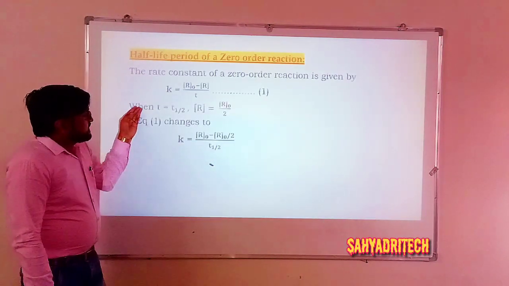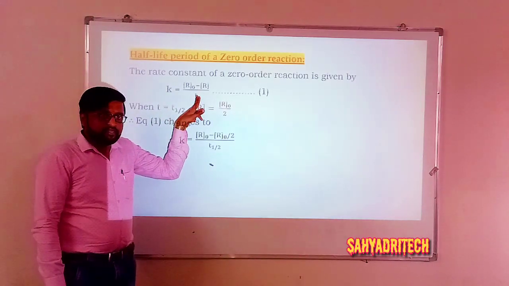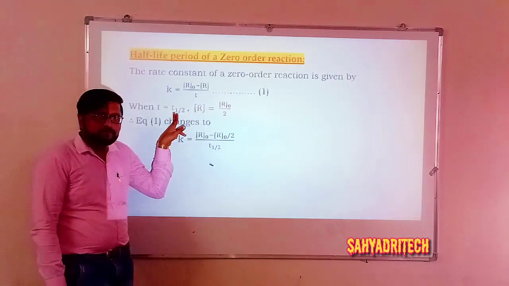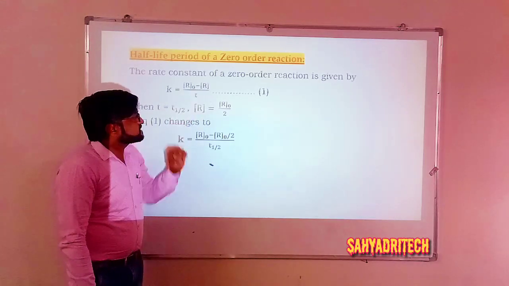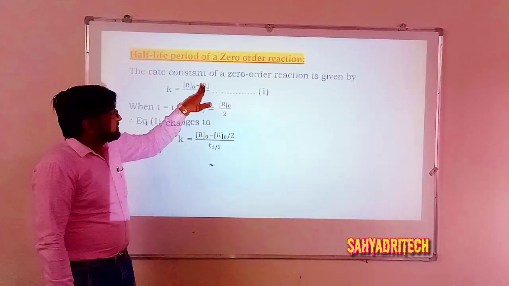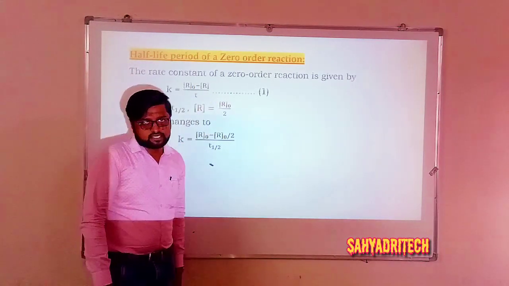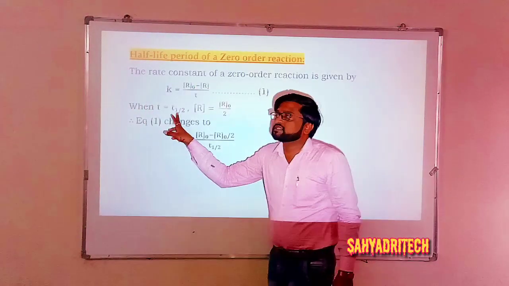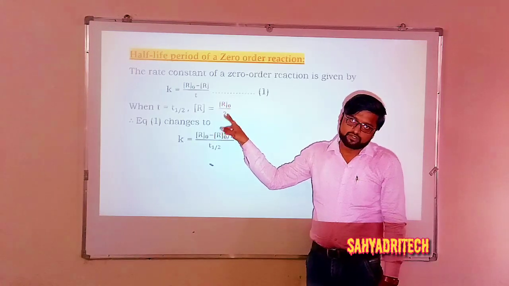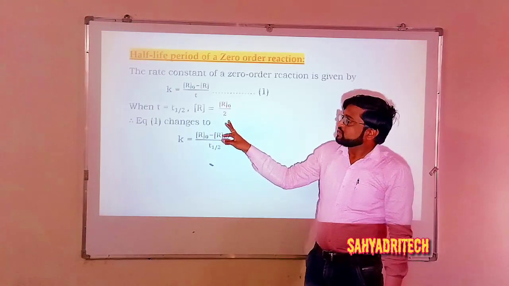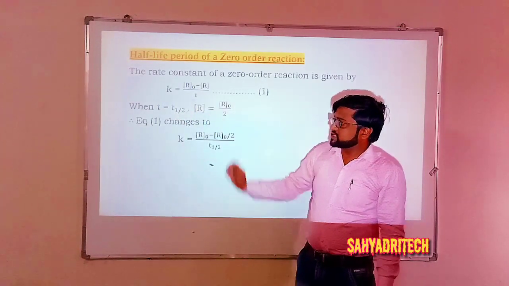Now when t = t half, that means if I consider the half life, half of the time required, what about the concentration of reactant left? The concentration of reactant left will be equal to half of the initial concentration. So when t = t half, the concentration of R will be R0 divided by 2. So we are substituting these t and R values in equation 1.